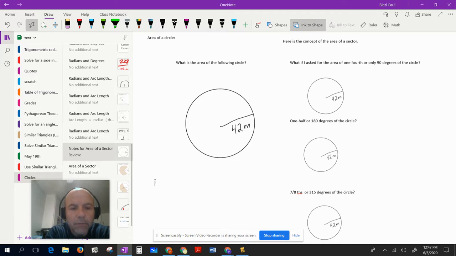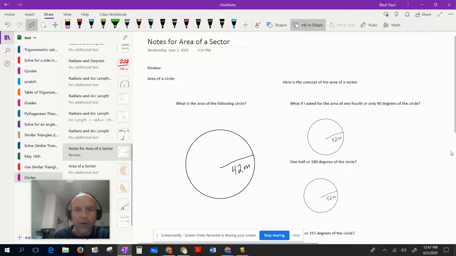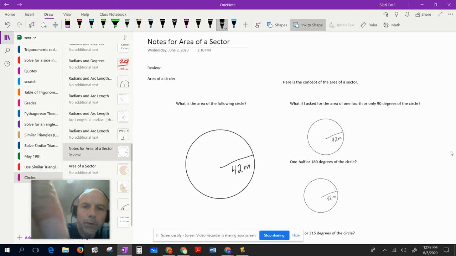First off, to do this skill in Khan Academy, you have to know how to find the area of a circle. So I put this circle here. What is the area of the following circle? Well, area of a circle, let me write it, with a little c down there: area of a circle equals pi times the radius squared. So what's the area of this following circle right here?